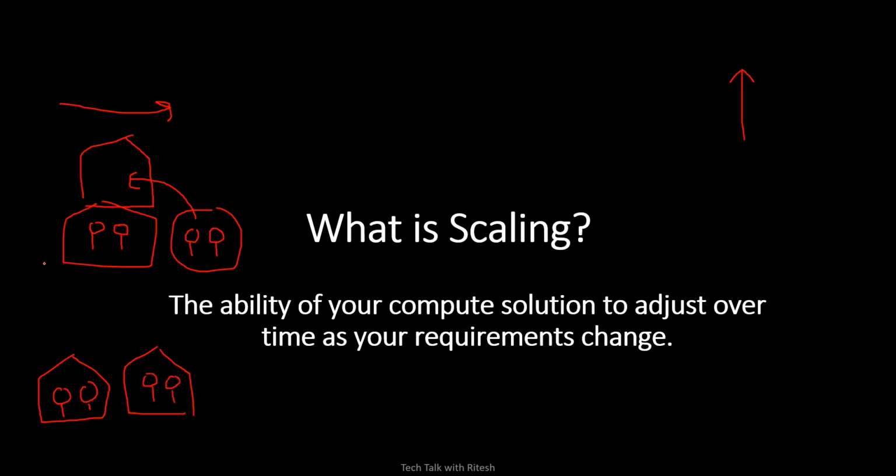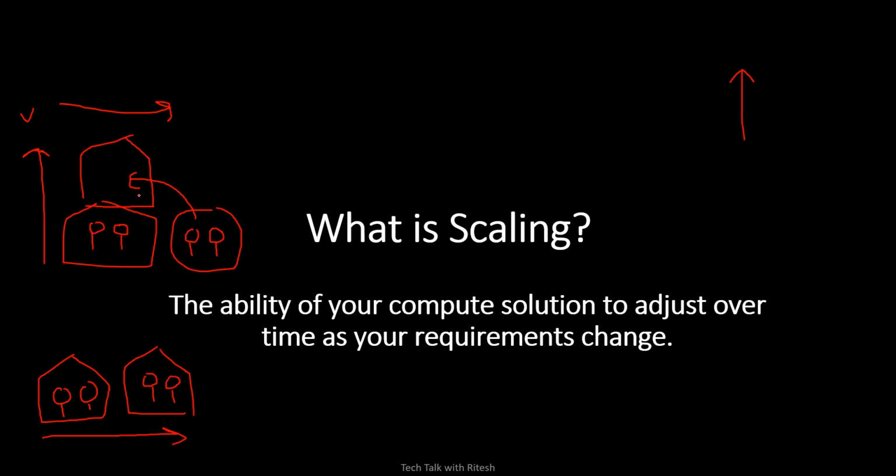In the first case, the house capacity has been increased. It's upward, the same house, but the capacity has increased. For this use case, we have added one more house. In cloud, with the same terminology, the first is called vertical scaling and this is horizontal scaling.